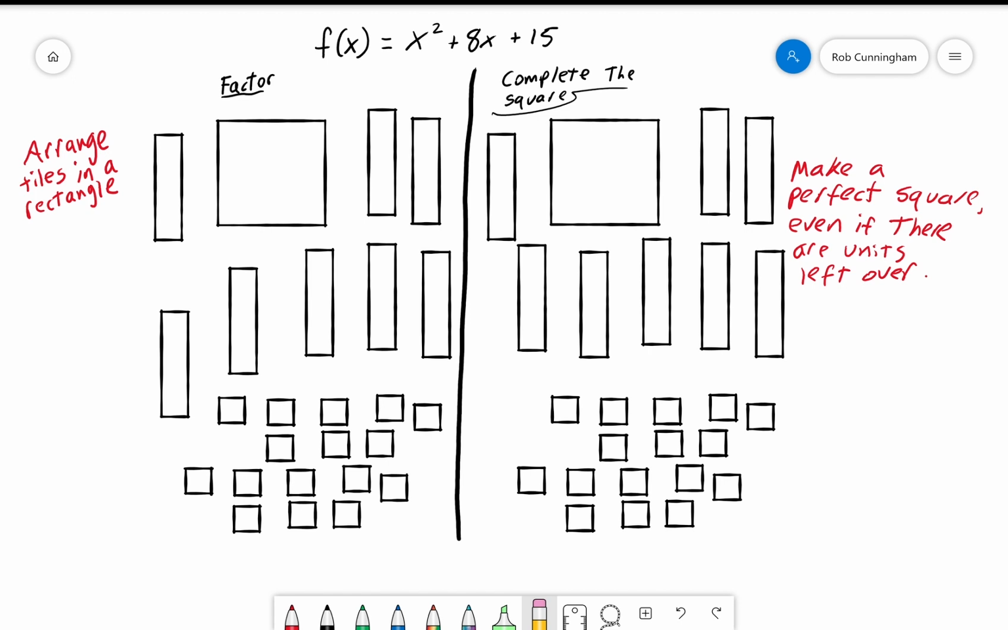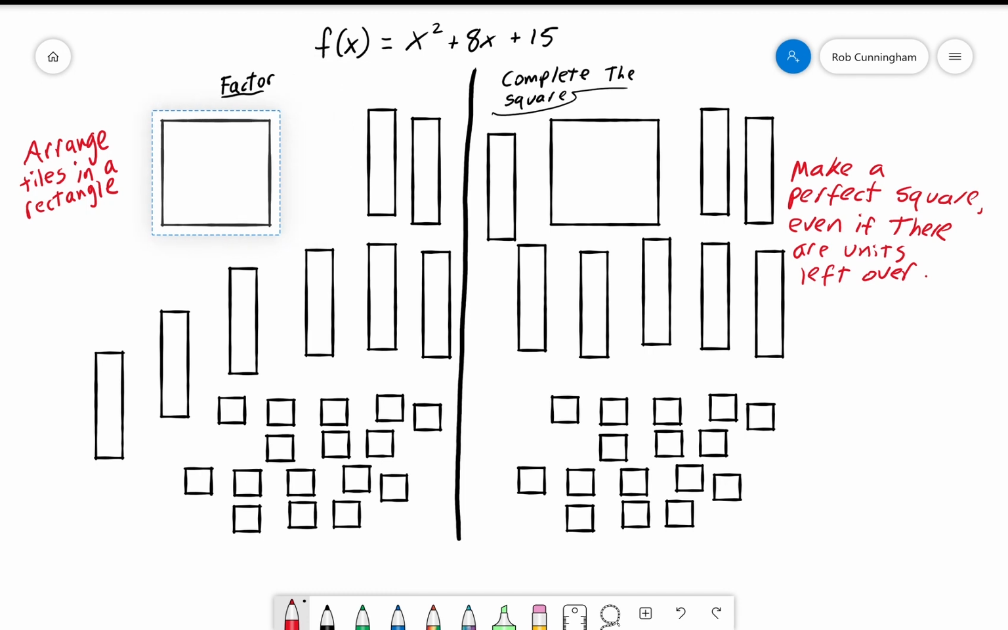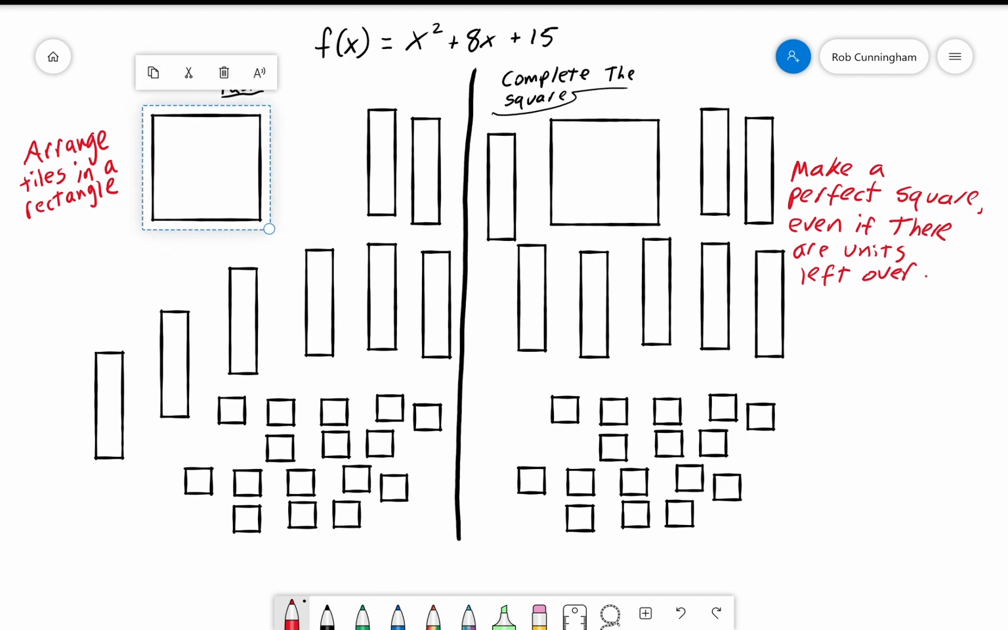So on the factoring side, I want to use every single one of my blocks to make a rectangle. Alright, well I have 15 of these unit blocks here. So I need to figure out a way to make sure I have 15 spaces for unit blocks. Alright, so I'm going to move this x out of the way. I usually put the x squared in the upper left corner. You can put it in the lower right or basically wherever you want.